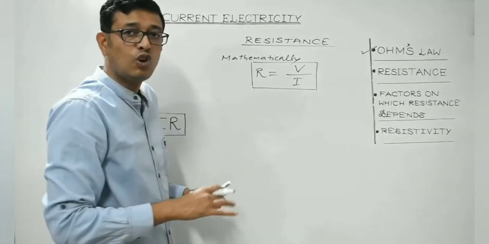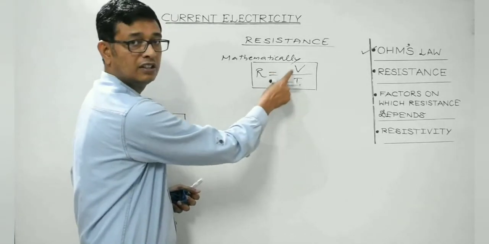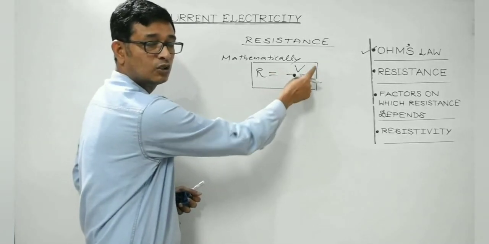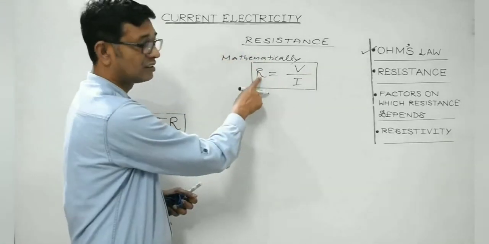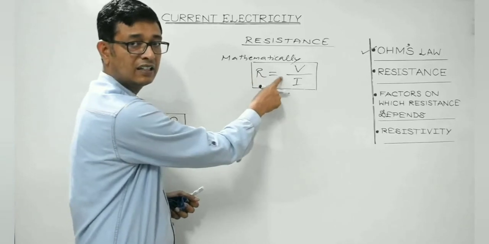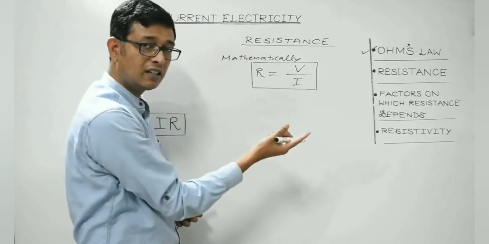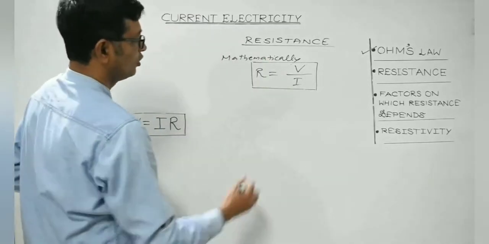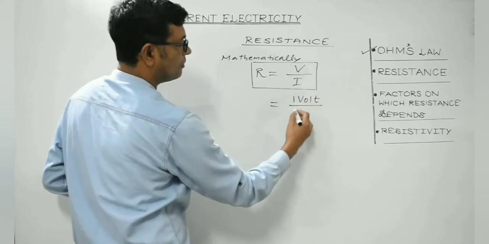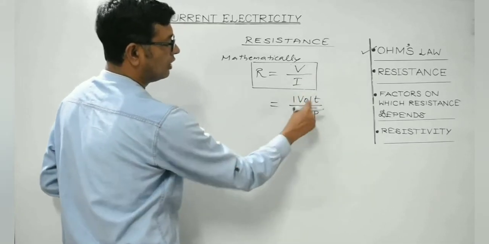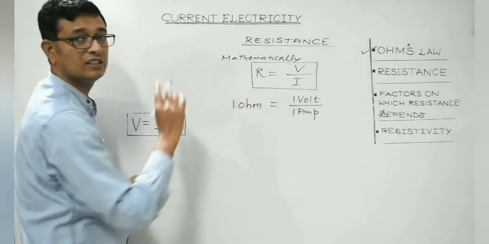It can be easily defined. The resistance offered by a conductor is defined as the ratio of the potential difference to the current flowing through the conductor. Right? Again I repeat, resistance offered by a conductor is defined as the ratio of the potential difference applied across the ends of the conductor to the current flowing through the conductor. Now look, its SI unit is 1 volt divided by 1 ampere, which is 1 ohm. Ohm is the SI unit of resistance.